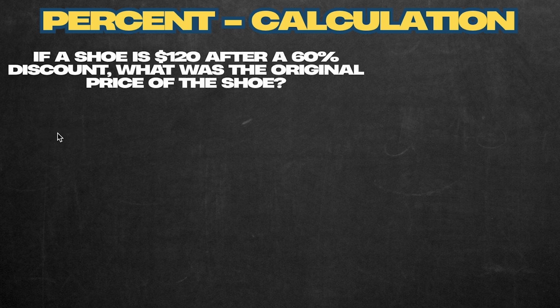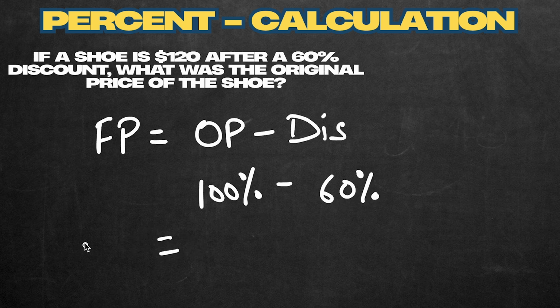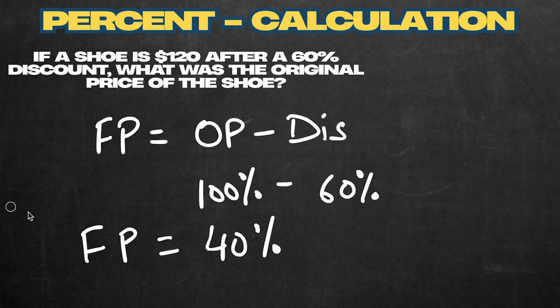I know you guys know it already, but I'll still say it: final price equals original price minus discount. So original price was the 100% price, and this person got a 60% discount. So my final price was how much? 40% of the original value was my final price. Which means 40% of some number that we will find out equals 120.